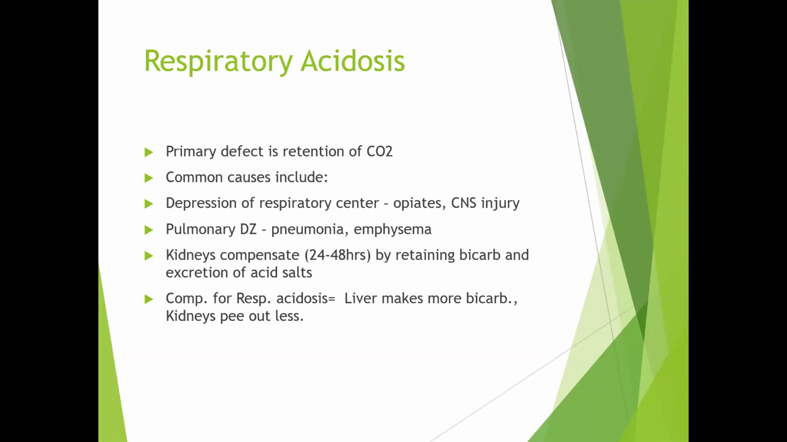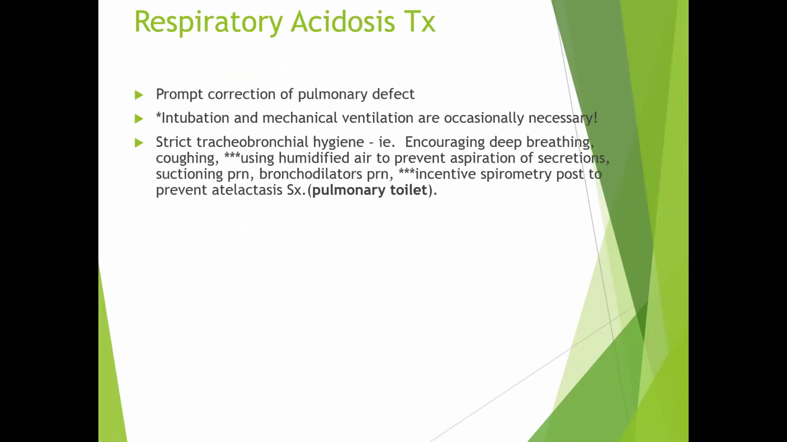Suck it out. Respiratory depression, like opiates, central nervous system injury, pulmonary diseases, pneumonias, emphysema. The kidneys will compensate, but it takes a while. Respiratory, as the liver makes more, kidneys pee out less. We saw the attempt, I don't think it worked. 2 is not enough. And I swear I won't give you 4. It'll be 6 or greater or 2 or less. Will that make you happy?